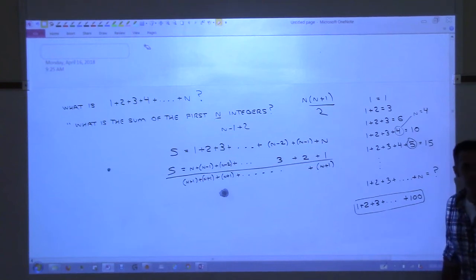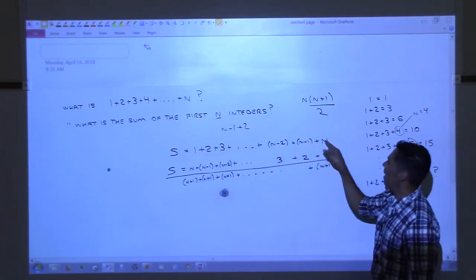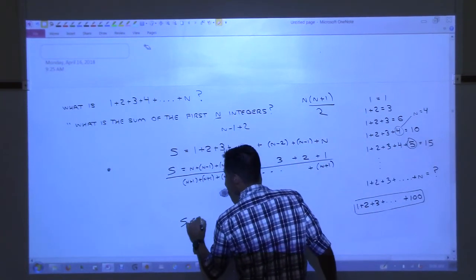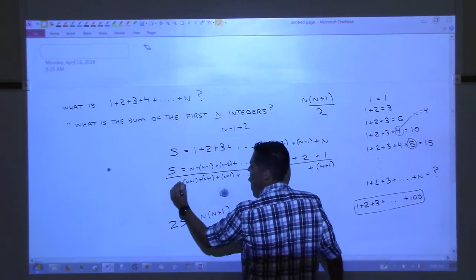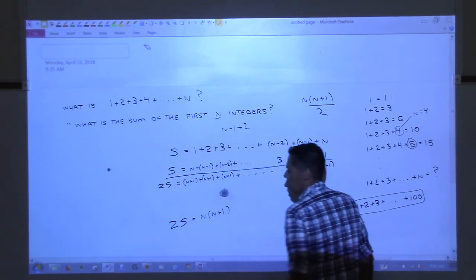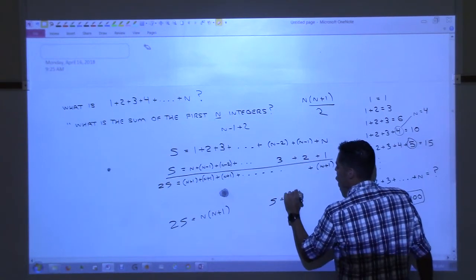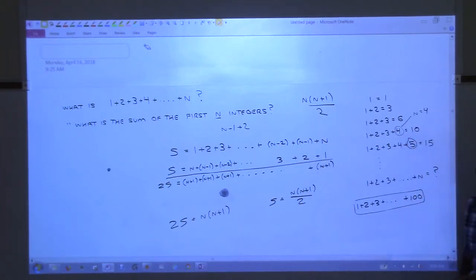Right? How many of them does he have? 1, 2, 3, 4, 5. N of them, right? He has n of them. So s is equal to n times n plus 1. Sorry, 2s. Forgot to add this side, sorry, 2s. And that's twice what he wants, so he divides by 2. And s is n times n plus 1 over 2, which is the formula.